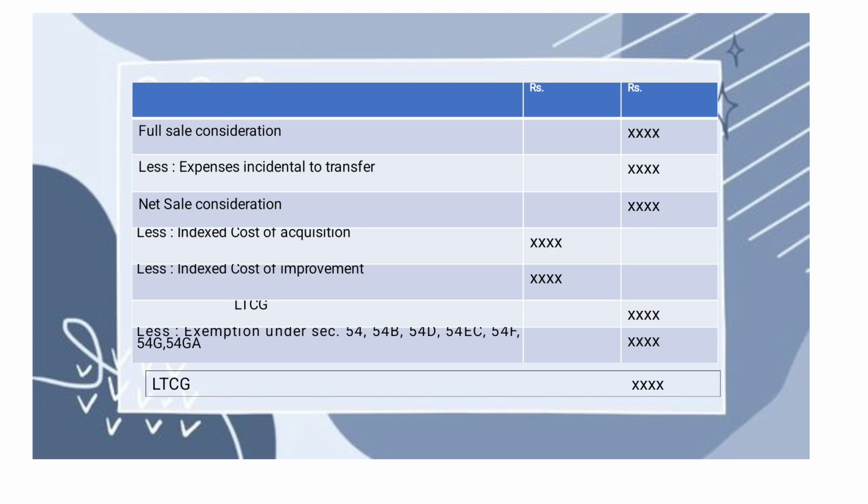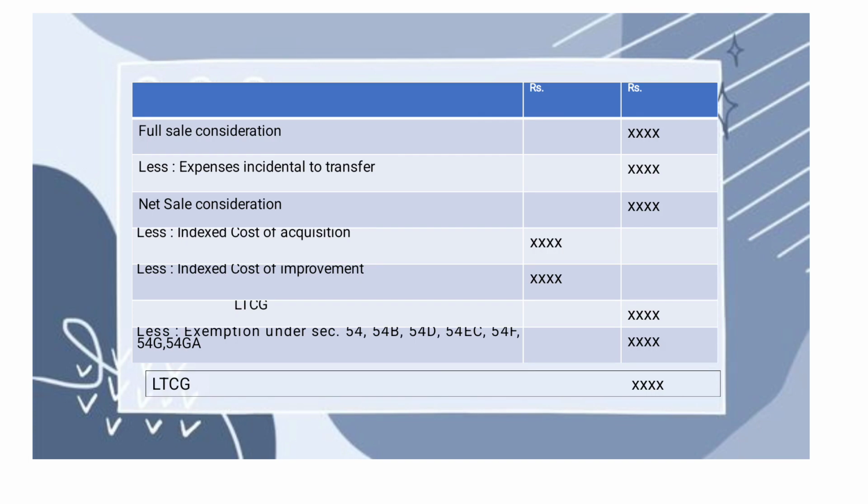So then what is cost inflation index? In relation to the previous years, the cost inflation index means such index as the central government may notify, having regard to 75% of the average rise in the consumer price index for urban non-manual employees for the year immediately preceding the previous year. It is notified in the official gazette also.